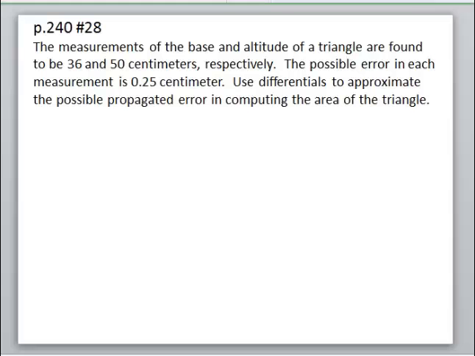Okay, in this problem we're going to approximate propagated error. Before I do that, I need to mention that propagated error is the change in x, or the change in y. So we know that change in y is approximately dy. So what we're going to be doing is we're going to be taking a derivative to figure out the approximate propagated error.